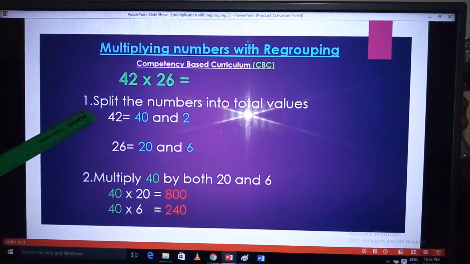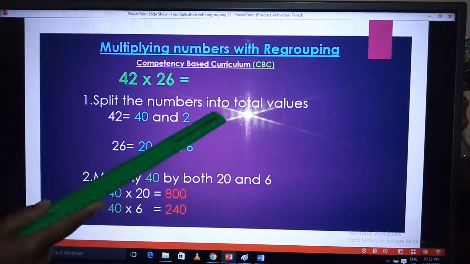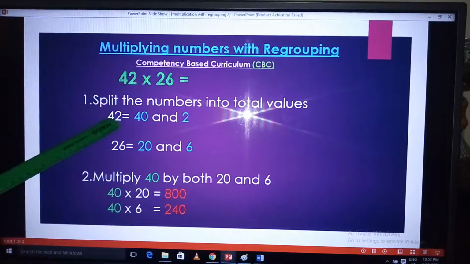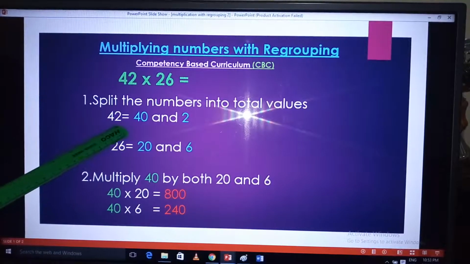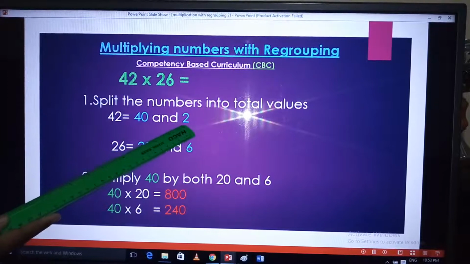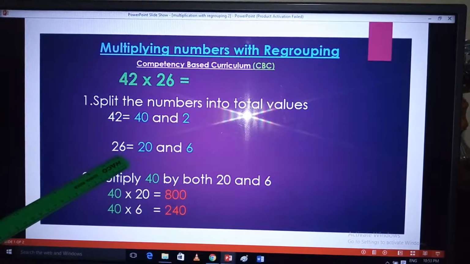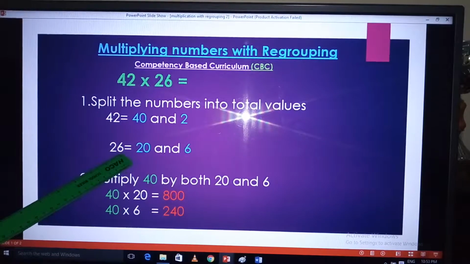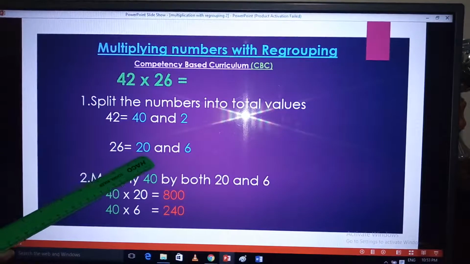The first step, you split the numbers into their total values. For our case, we have 42 here. When split to its total values, it is the same as 40 and 2. For 26, when split into their total values, should be 20 and 6.